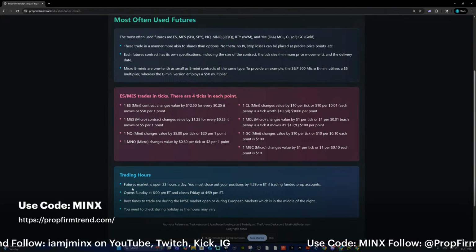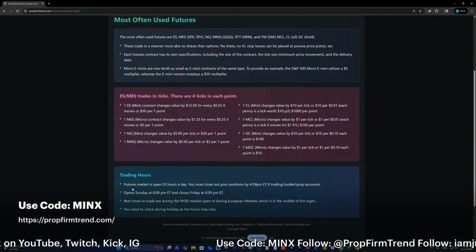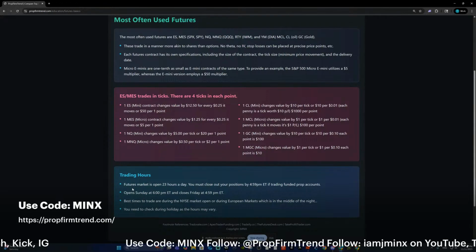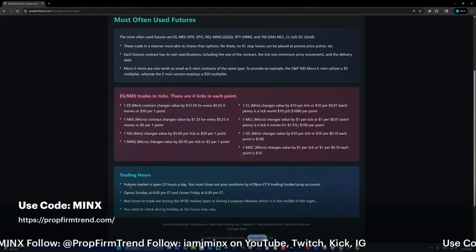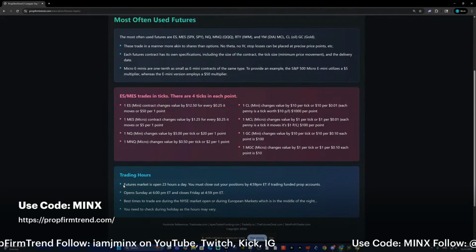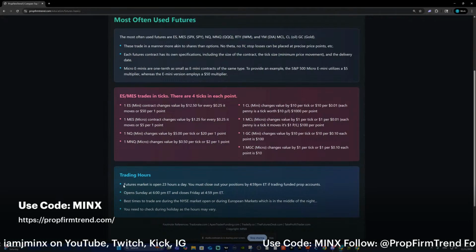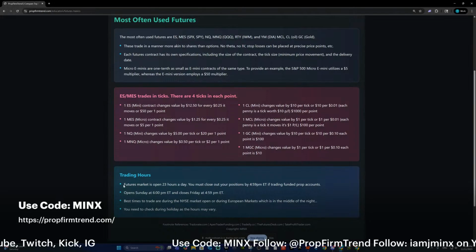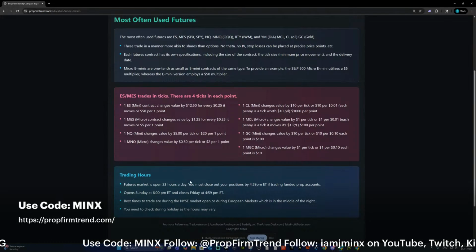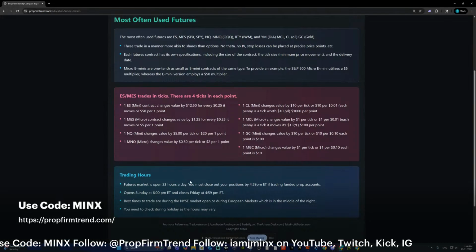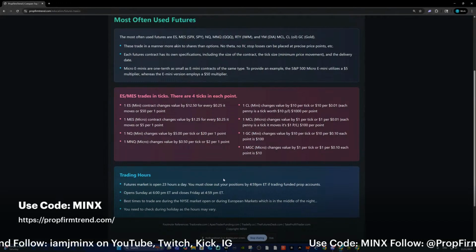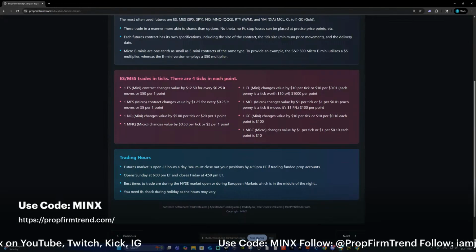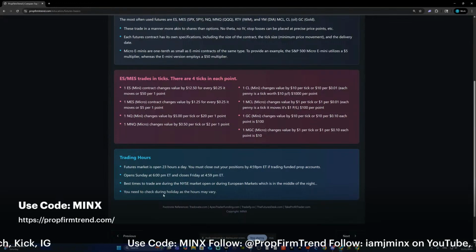Trading hours. Futures market is open 23 hours a day. You must close out your positions by 4:59 p.m. if you're trading on funded prop firms. It opens Sunday at 6 p.m. and closes Friday at 4:59 p.m. Eastern. The best times to trade are usually during the New York Stock Exchange market open or during European market, which is in the middle of the night. And then you also need to check during holidays, as hours may vary.